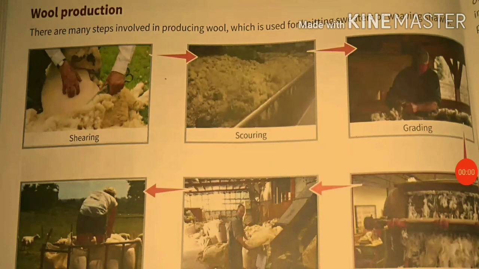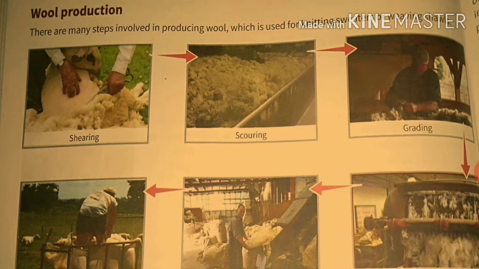So students, the first step of wool production is shearing. Now what is shearing? The process of removal of fur from the coat of an animal is called shearing. Shearing is done with a manual razor and a blade. So, the fleece of sheep is shaved off along with a thin layer of skin. So, only a thin layer of skin of sheep is shaved off.